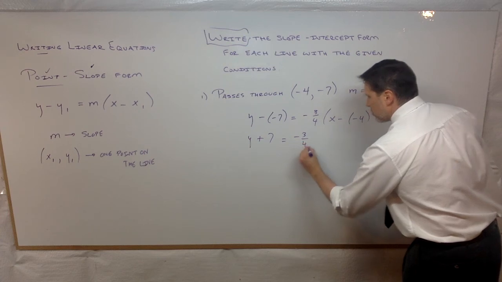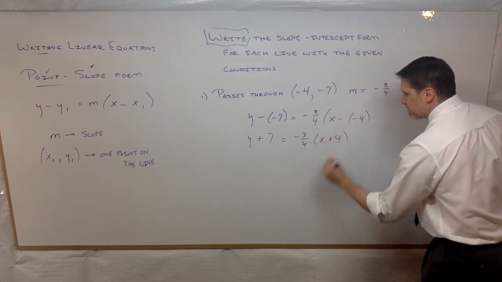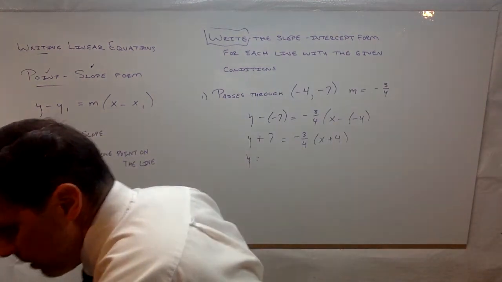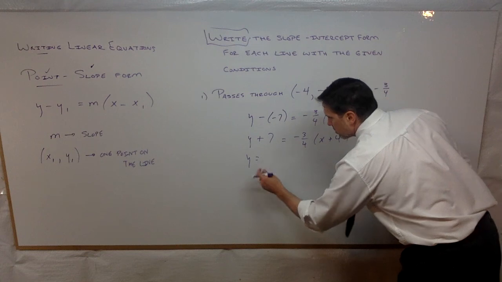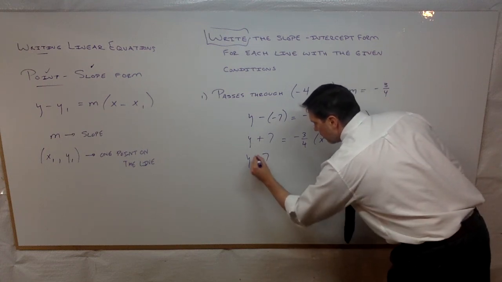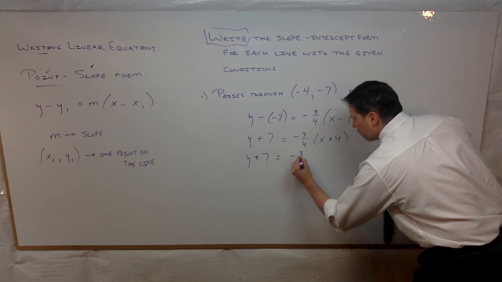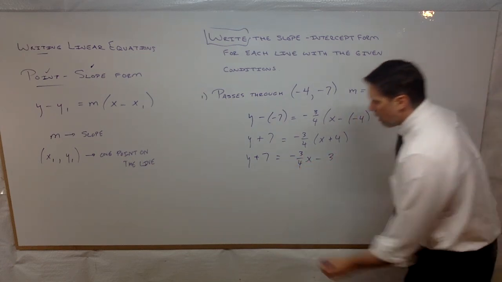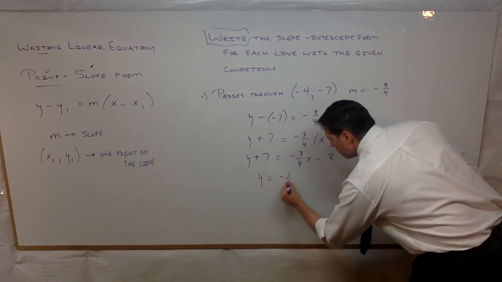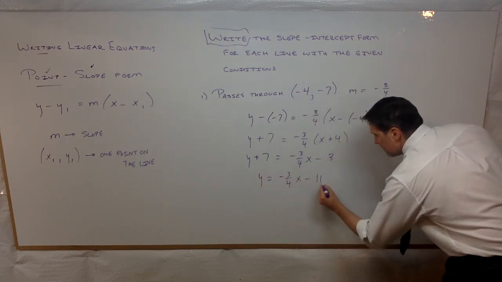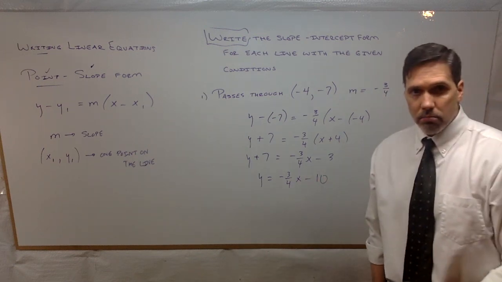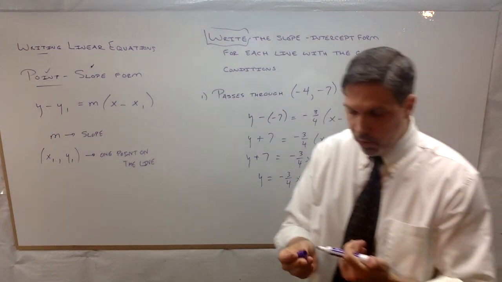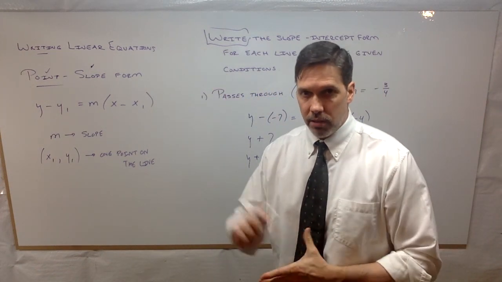That's -3/4 x plus 4. This is point slope form. Now we're going to slope intercept. Sorry. We'll distribute. Y plus 7 equals -3/4 x minus 3 when you distribute. Subtract 7 from both sides. And what you got is your slope intercept form. Right? Tailor-made for these types of problems where they give you a point and a slope, hence, your point slope form. We'll see many other examples in that last video here.